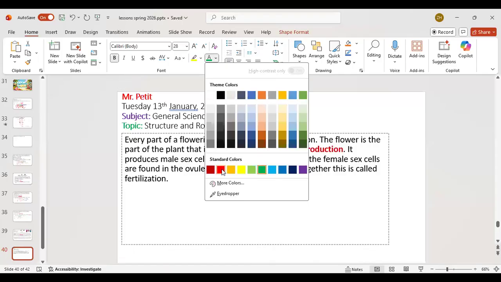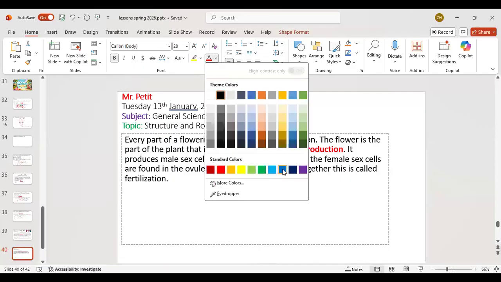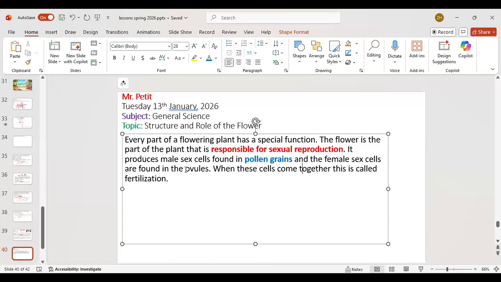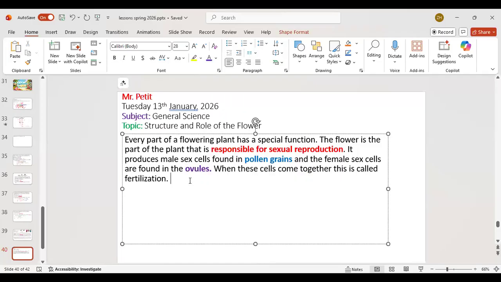All right. So what is the function of the flower? Reproduction. Very good. The male cells are found where? In pollen grains. Very good. And the female cells are found where? The ovules. Very good. And when they come together, what do we call that? Fertilization. Very good.